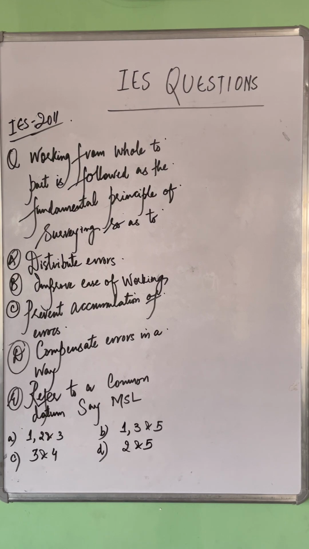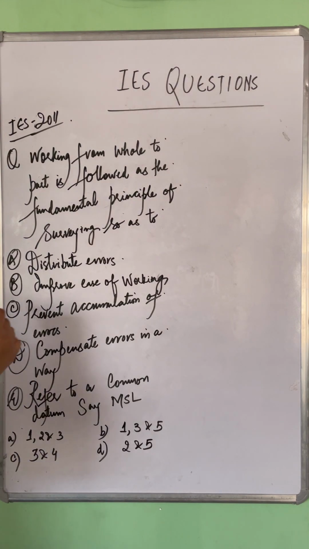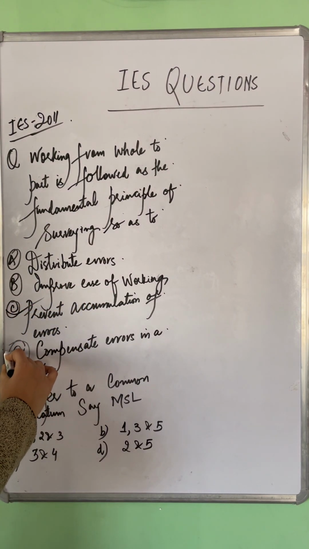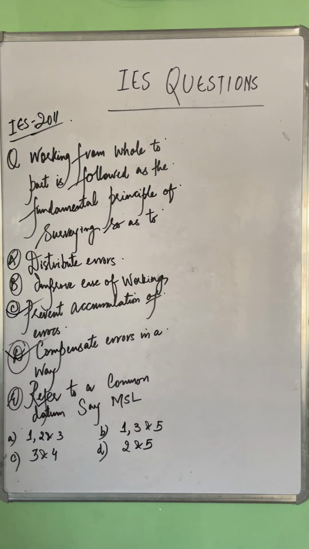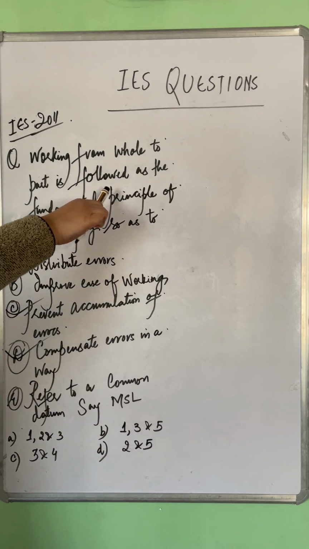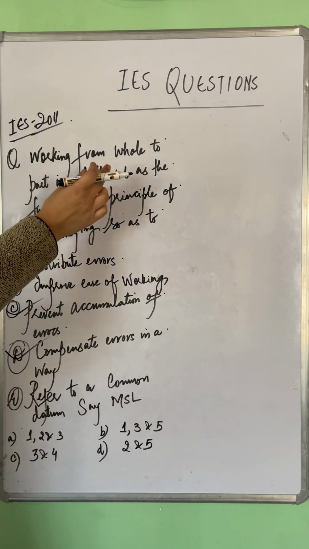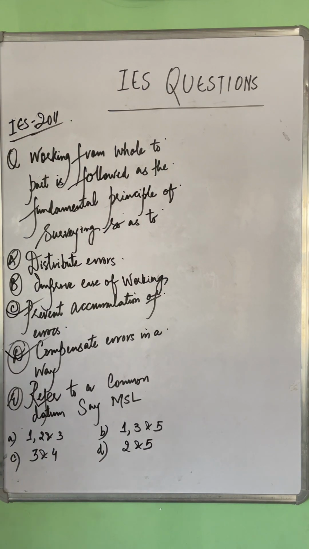As we know, working from whole to part is the fundamental principle of surveying, but so as to what? So as to prevent accumulation of errors and compensate errors in a way. This is the fundamental principle of surveying. Working from whole to part to prevent accumulation of errors and to compensate errors in a way, not to distribute the errors, not to improve ease of working, and not to refer to a common datum, say MSL.